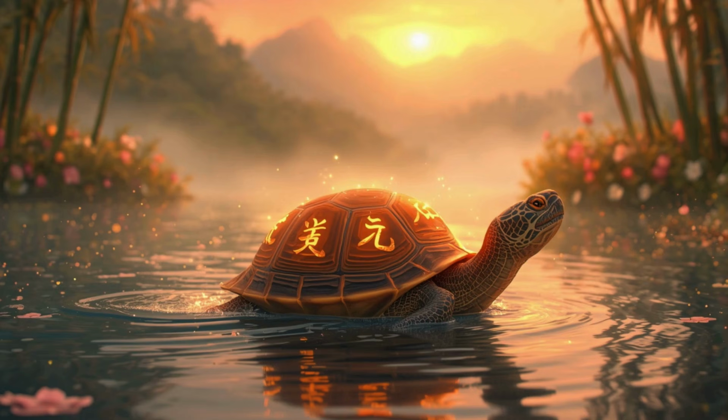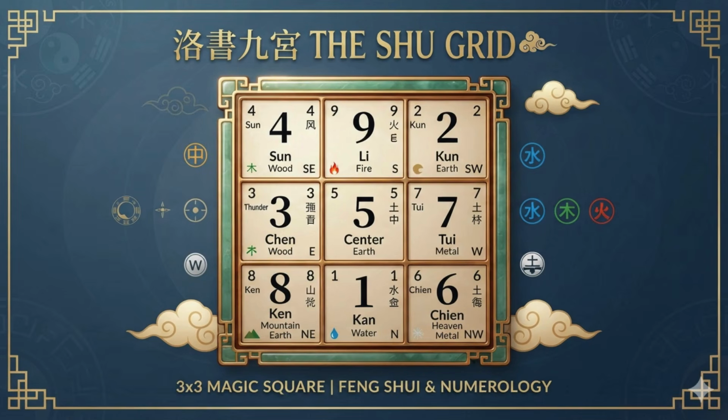Many people believed this mysterious pattern carried a hidden meaning. Over time, that pattern became known as the Lo Shu Magic Square. Now we don't know whether this legend is historically true, but one thing is certain: the Lo Shu Magic Square became one of the most famous mathematical patterns in human history.